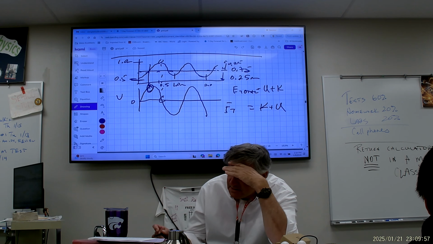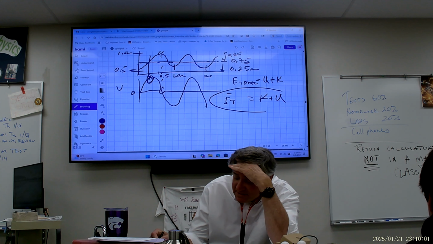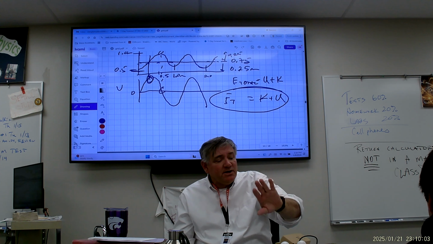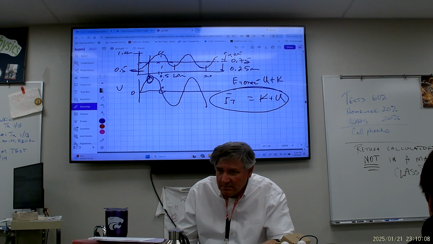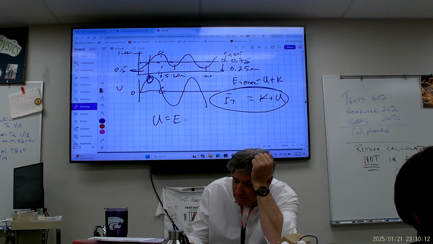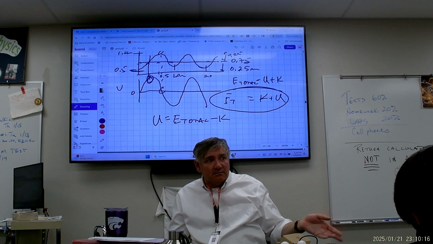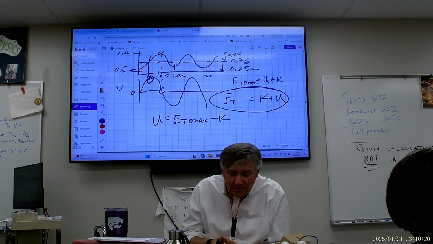Okay? So basically what you want to do is that you want to solve, let's just start with this idea. You want to solve this equation for U. So what do you get? So U is going to equal E total minus K. Start with this idea, right? Don't make it complicated. Start at the beginning.